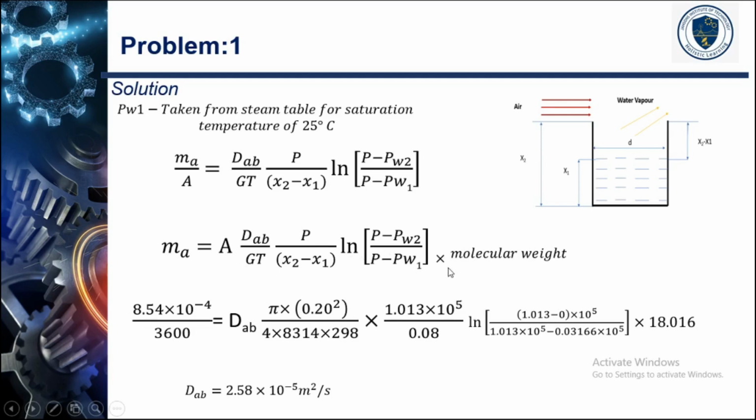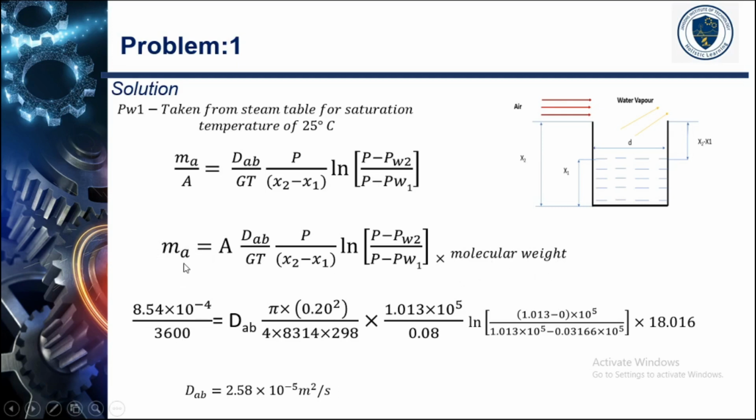Now I multiplied by molecular weight. Why I multiplied here by molecular weight means this is mass flow rate. Okay, it is not mass concentration or molar flow rate. Suppose the values come here in kilogram mole per second meter square, then the molecular weight does not come here. So this is the formula for that situation. But here the unit is kilogram per second. That's why we have to multiply by molecular weight.